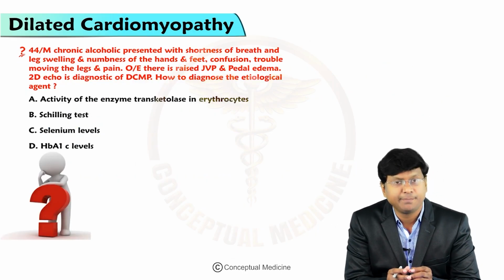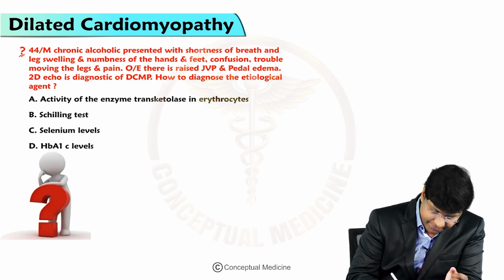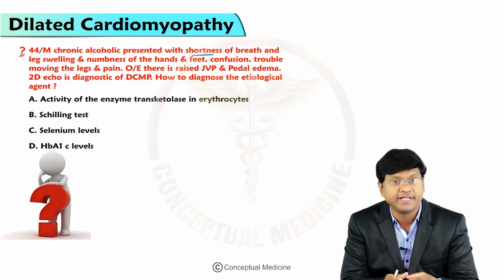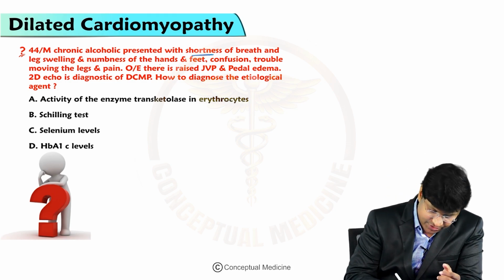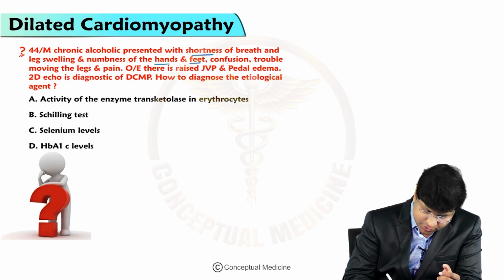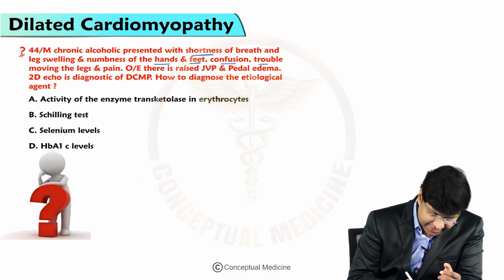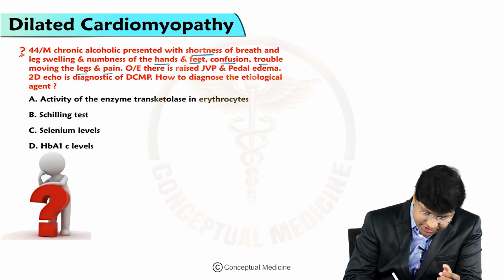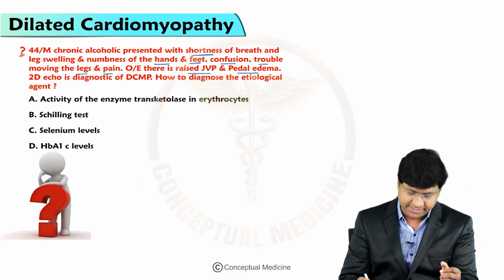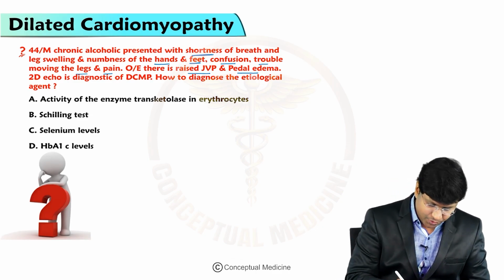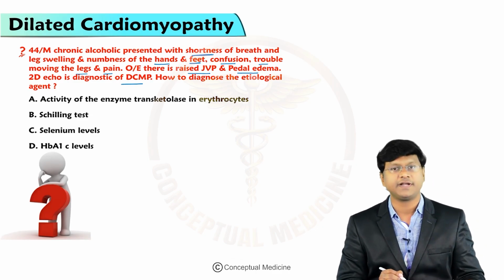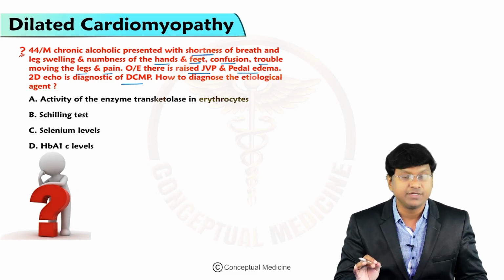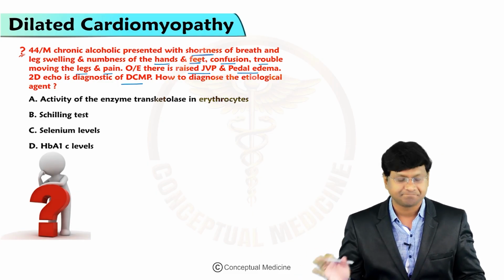A 44-year-old male chronic alcoholic presents with shortness of breath and leg swelling and numbness of the hands and feet. There is also confusion, trouble moving the legs and pain. On examination, there is raised JVP and presence of pedal edema. 2D echo is diagnostic of dilated cardiomyopathy. How to diagnose the etiological agent?